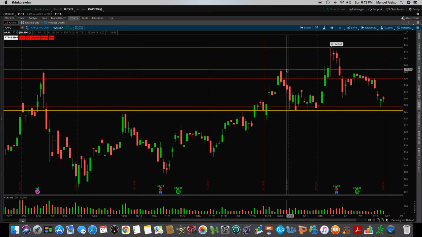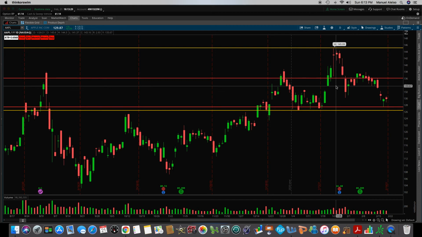But it broke the support. Now the support becomes resistance. So next support on Apple would have been right about here. That was that gap up, okay? On 1/21. It's the low of the 1/21 candle. And that low was 133.59. Okay? As you can see, Apple did again break that area.